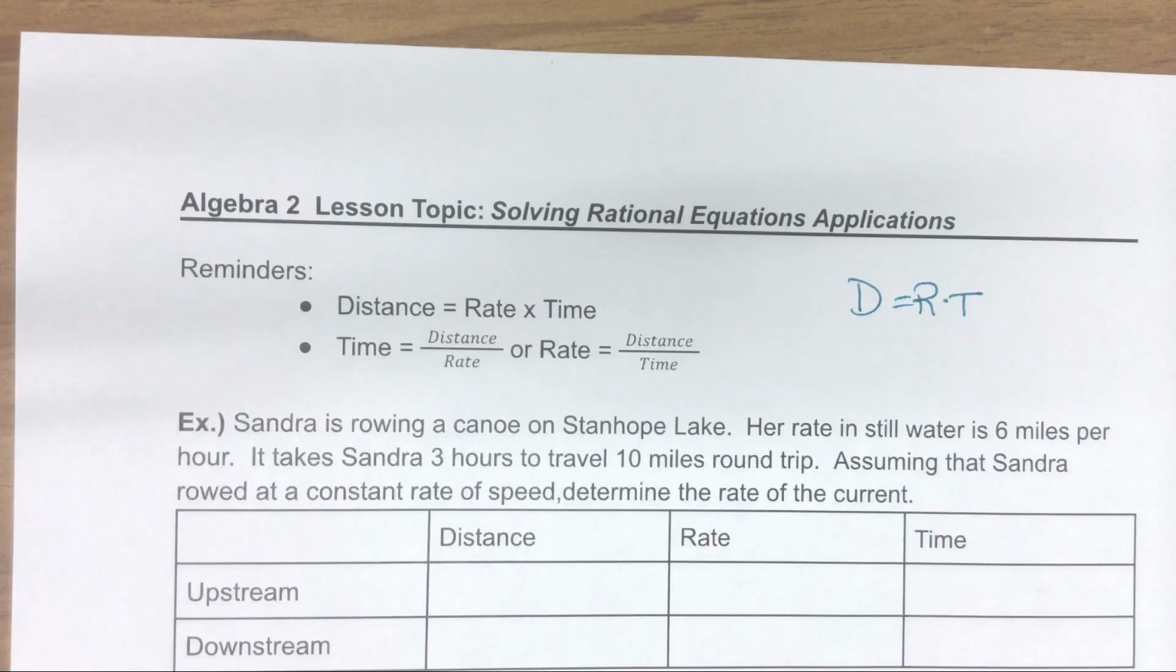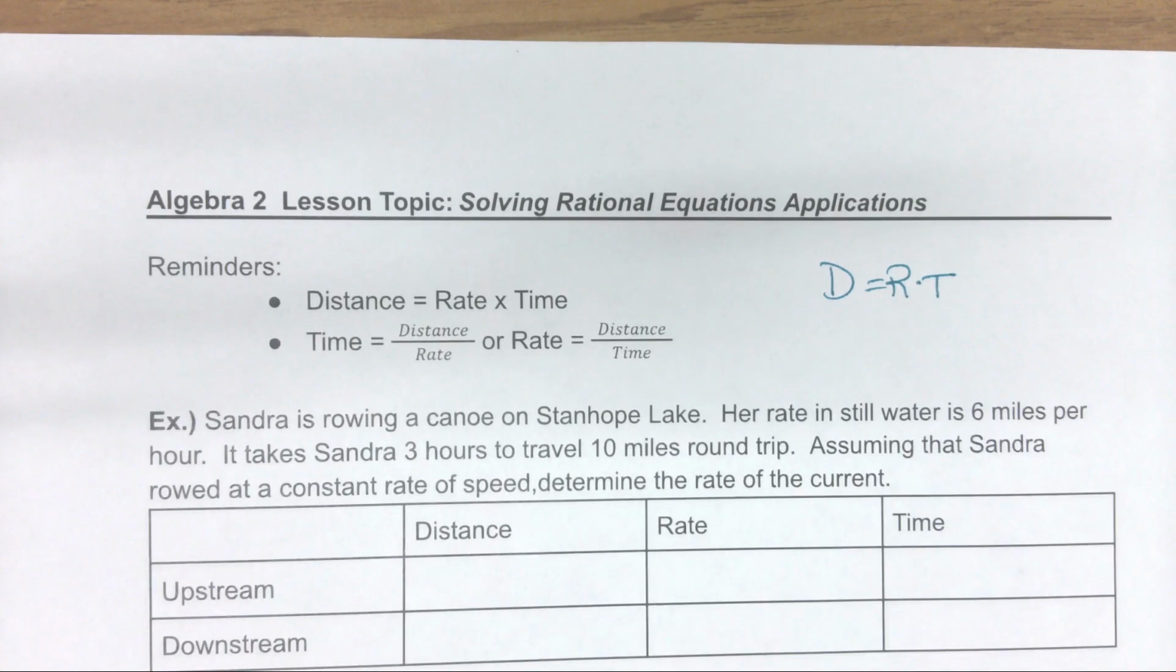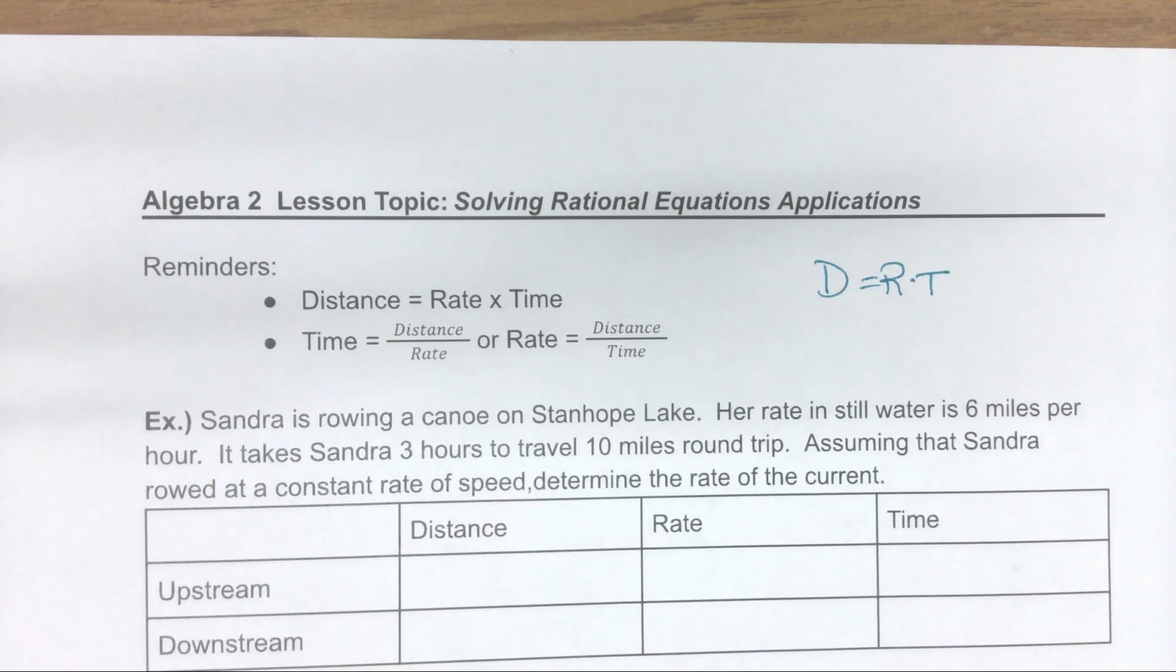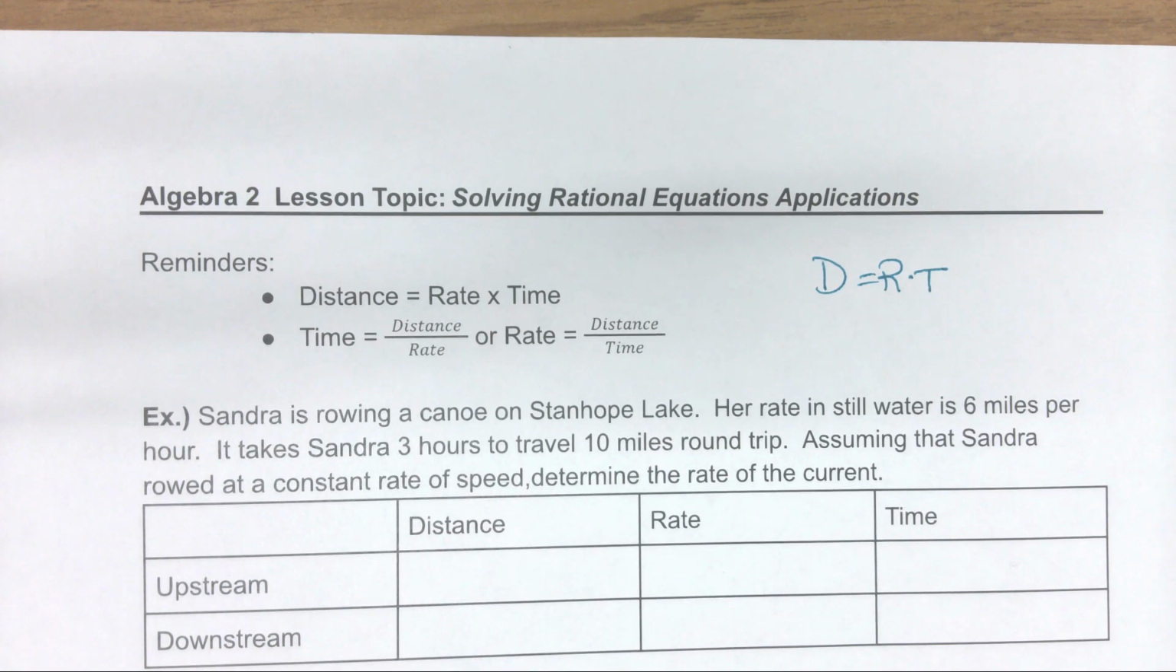I'll repeat that. If distance equals rate times time, and I asked you to solve that equation for time, what would you do to both sides? By what? R.